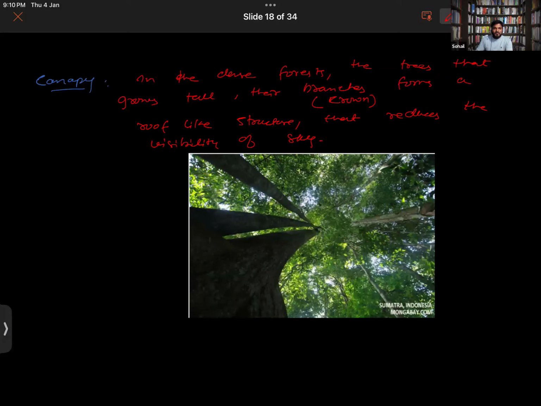Okay, note this down. Also you will find that in a forest there will be different layers. Layers of what? Based on the height of the trees.